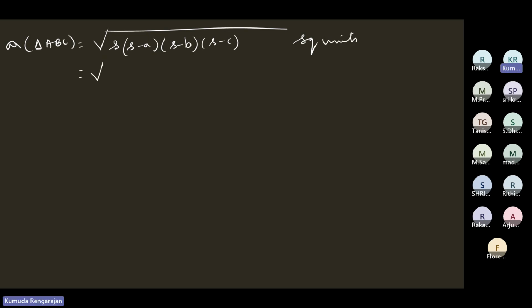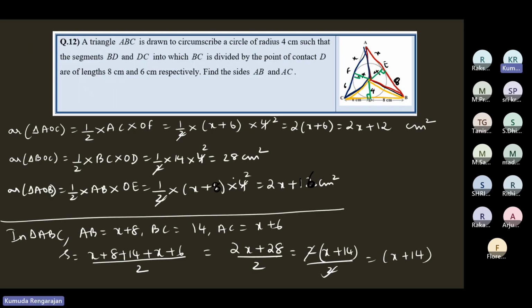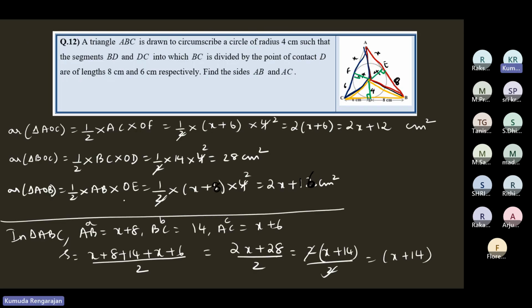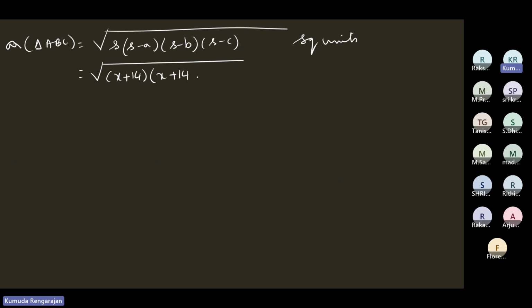So that is equal to square root of S is x plus 14 into S minus A. What are the sides? X plus 8, 14 and x plus 6. ABC are these. These are the sides of the triangle. Semi-perimeter is x plus 14. S into S minus A. What is A? X plus 8. So it will be like minus x minus 8 because S minus, okay, let me write it.